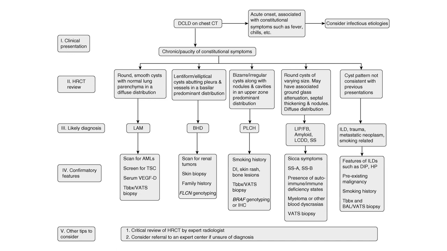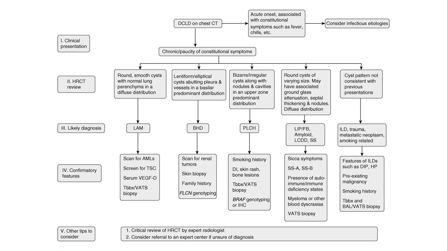If they have bizarre irregular cysts along with nodules and cavities, and it's mostly upper predominant, then you're going to think of pulmonary Langerhans cell histiocytosis. They're going to tell you they have an extensive smoking history, and you might see that they have DI, skin lesions, bone lesions, and you can confirm with a tissue diagnosis, or you can genotype them.